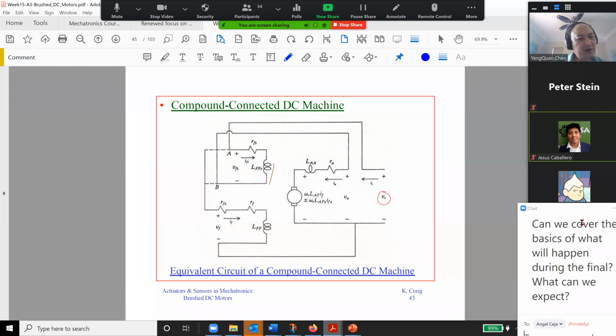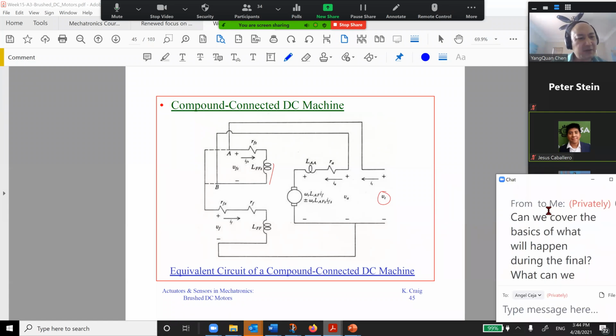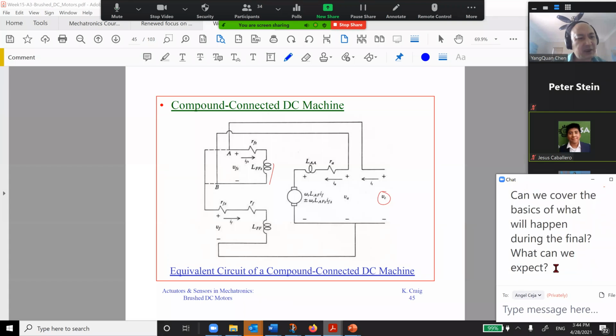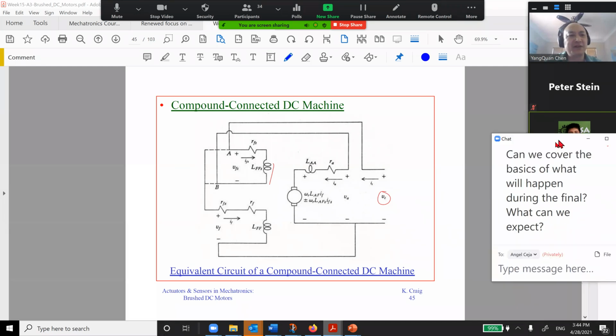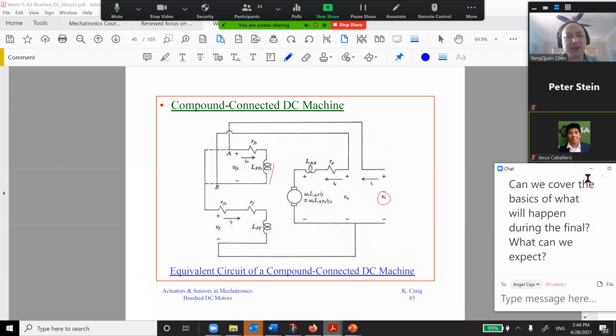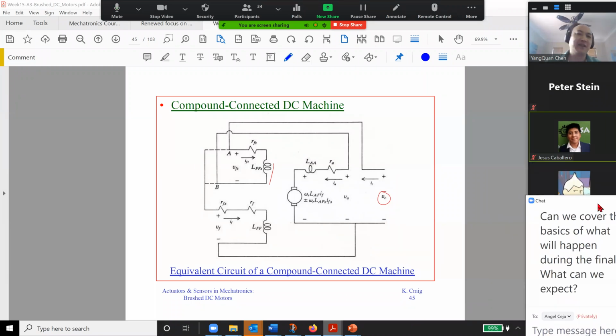Can we cover the basics of what will happen during the final? That is next week's lecture. I'll do that, okay? I'll tell you what's in the exam, don't worry. But we really need to know some of the basic connections. DC motor.